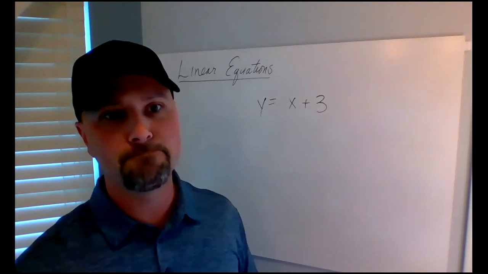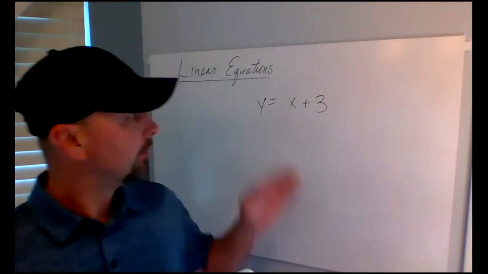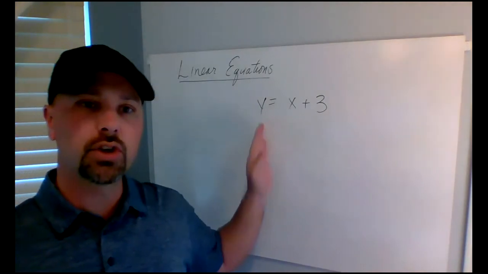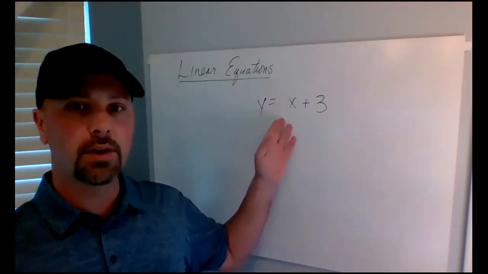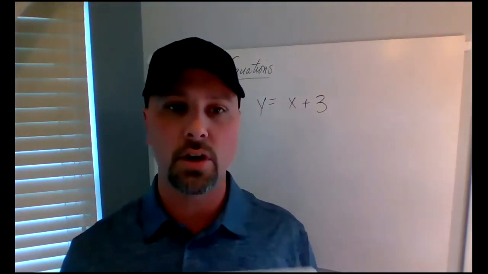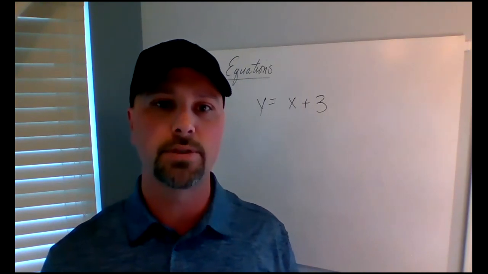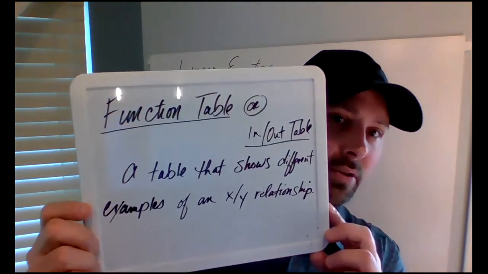Okay, so we're talking about my brother's age and my age, how they're related, and we can show that as an equation. I'm being the Y, my brother's age is being the X. So the other part of today's video is talking about a function table or an in-out table. It can go by both names, okay? And I've written the definition if you want to pause it and write this down.